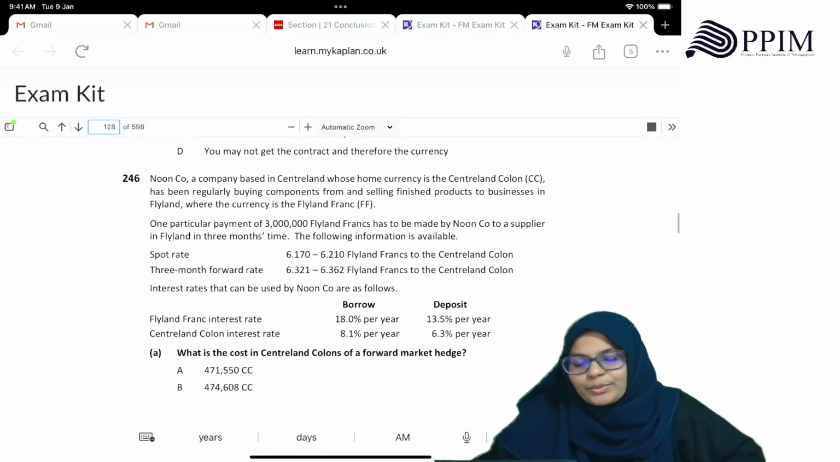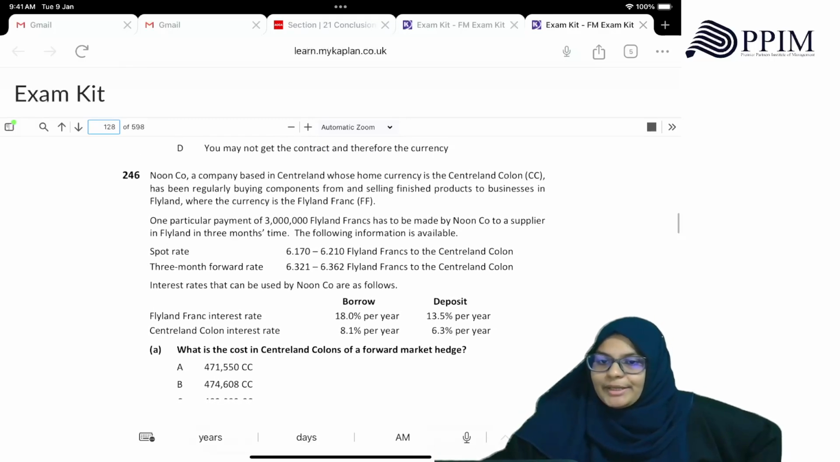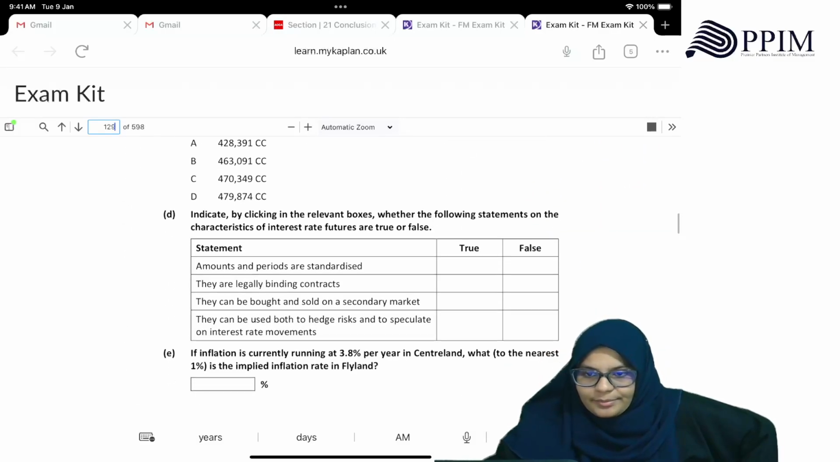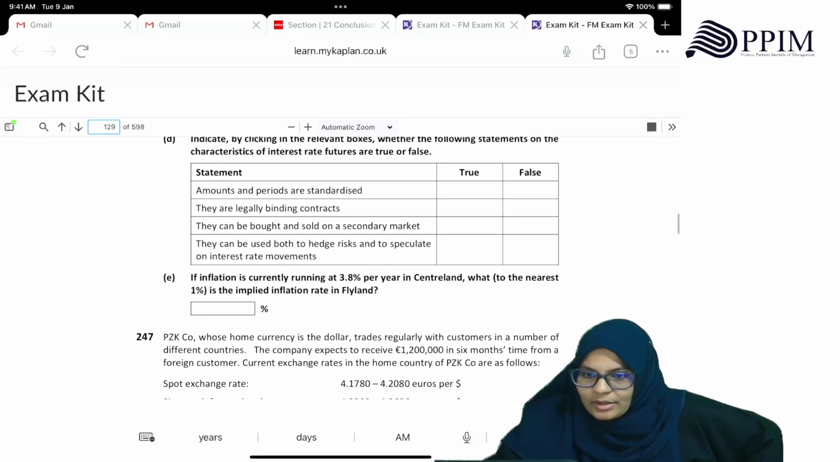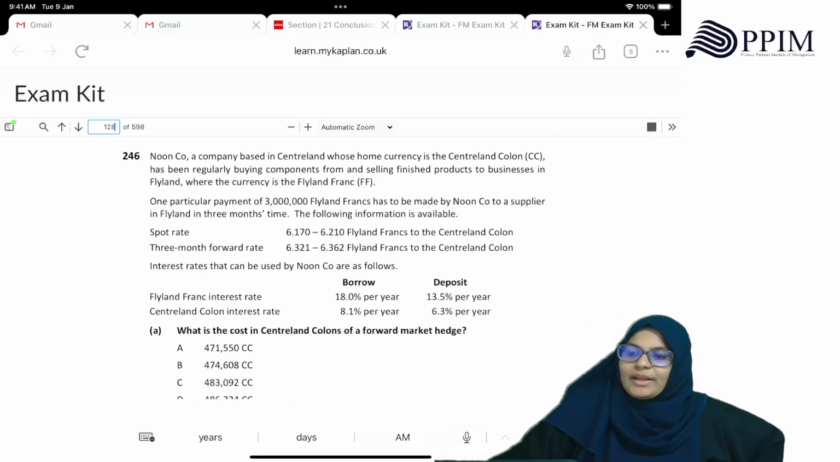Okay, so this is to do with risk management. Like I said, most of the time risk management comes as an MTQ, right? So look at Noon Company. It's on page number 100. Okay, let's do that. Read through it and see if you can get A part.